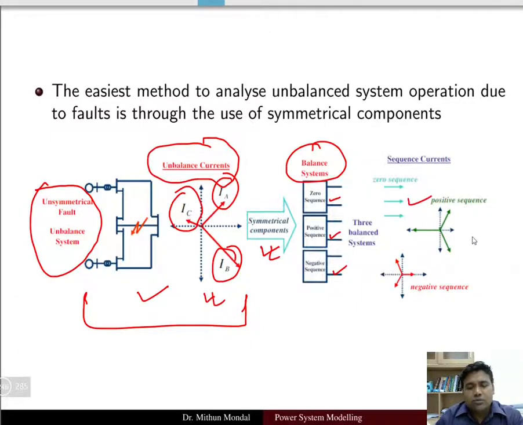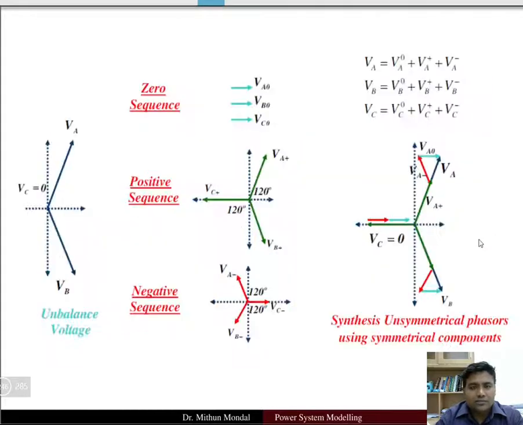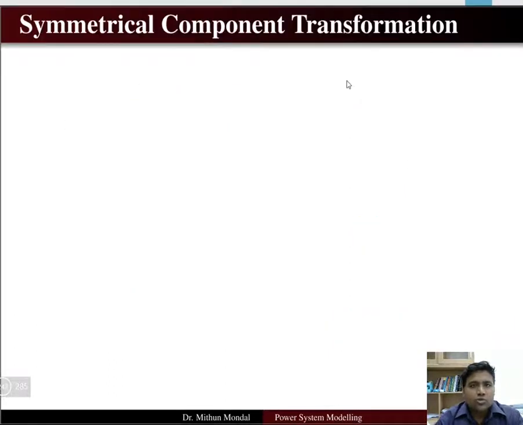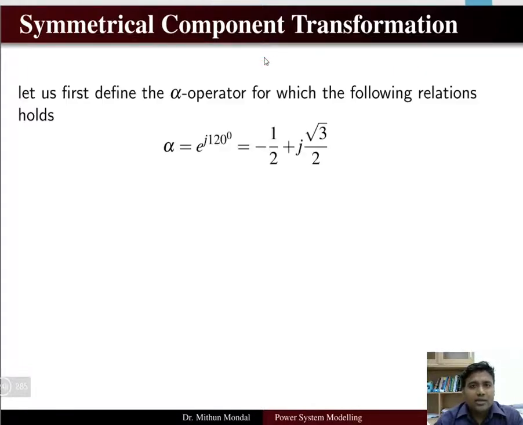So zero sequence, positive sequence and negative sequence. Now the positive, negative and zero sequence components have to be broken up in all three phases VA, VB and VC, and together they will be joined to analyze the three-phase system. So symmetrical component transformation: how do we transform the unbalanced system into the balanced symmetrical components?